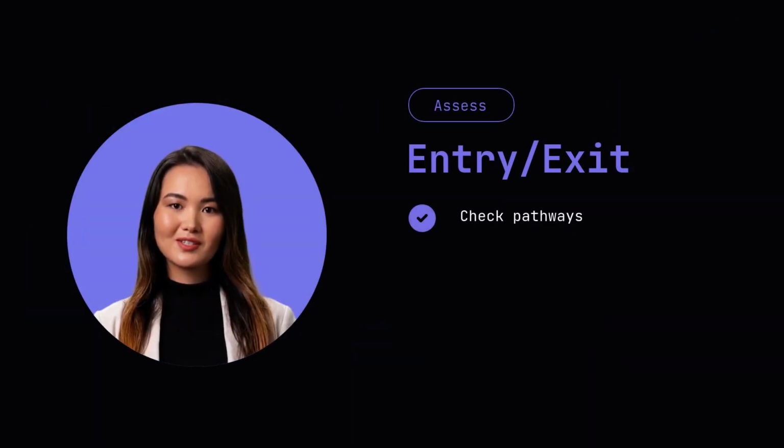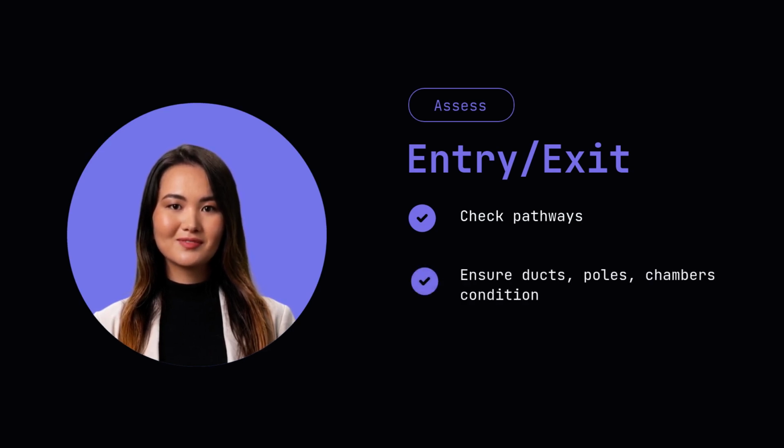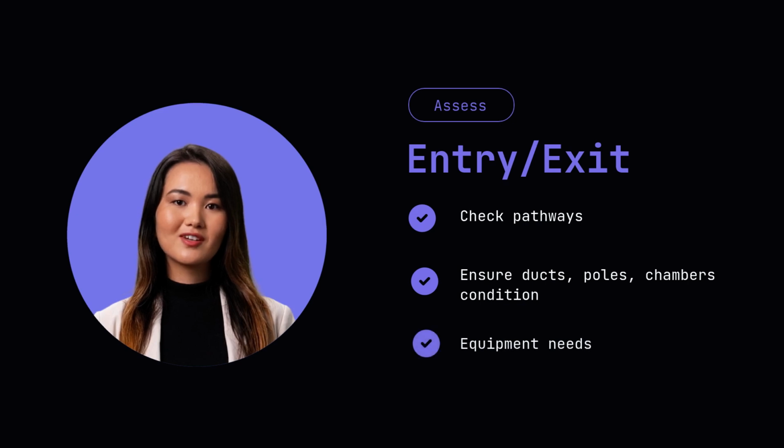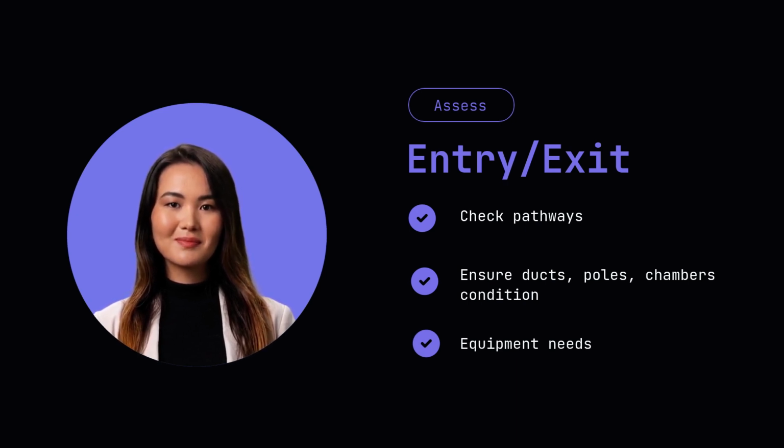Assess entry and exit points for clarity and safety. Check pathways for accessibility and absence of obstacles. Ensure ducts, poles, and chambers are in good condition. Note equipment requirements like cables and installation tools. This assessment prevents unexpected issues during installation.